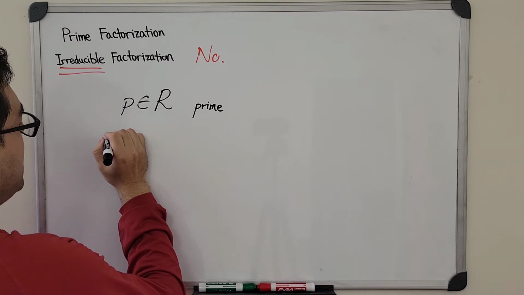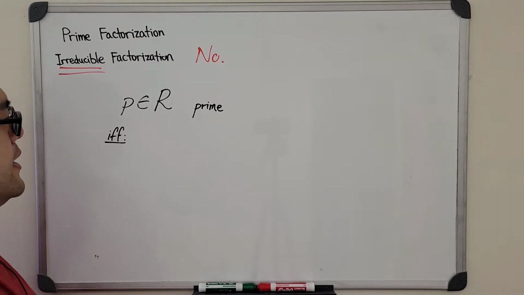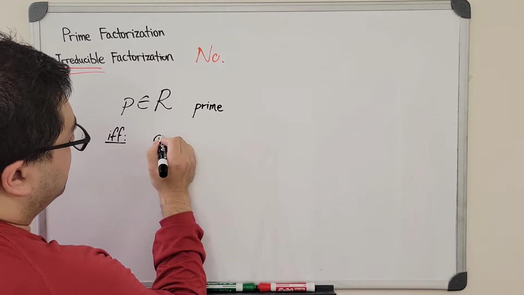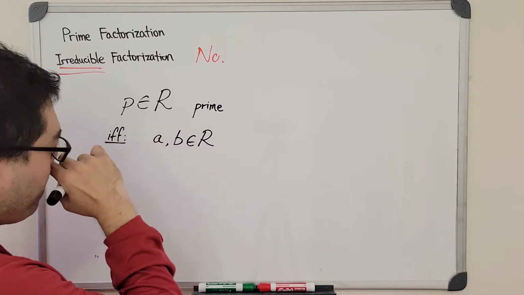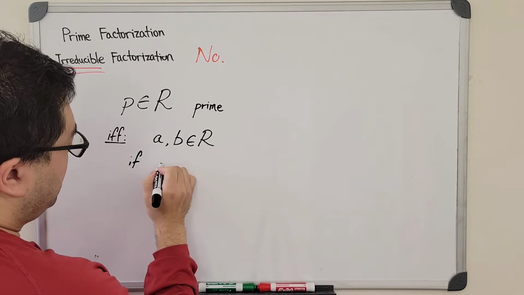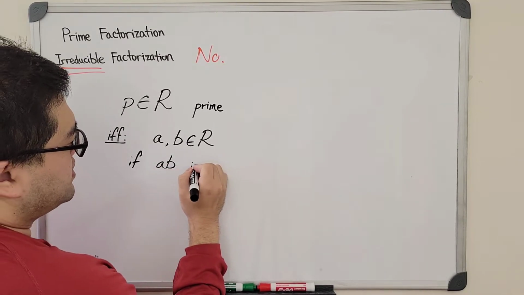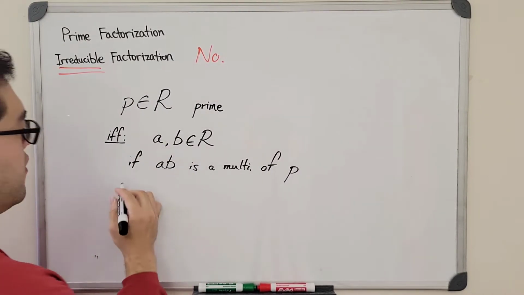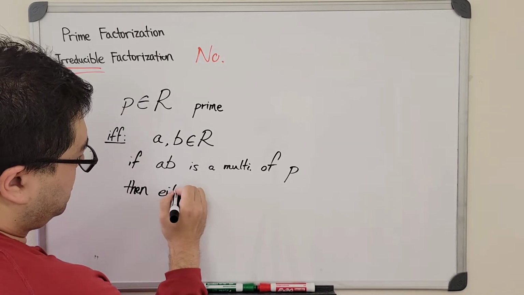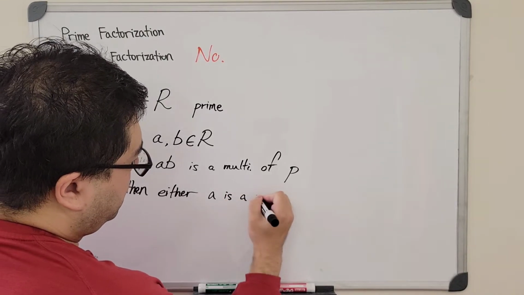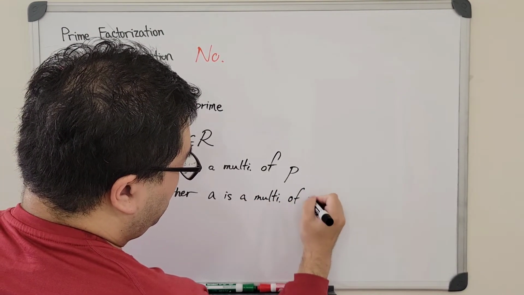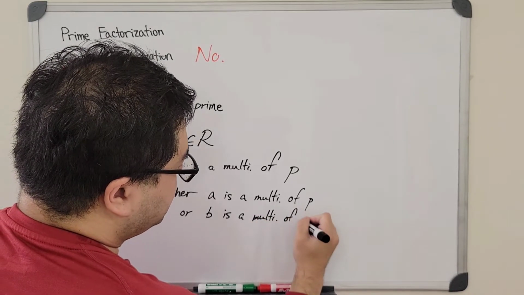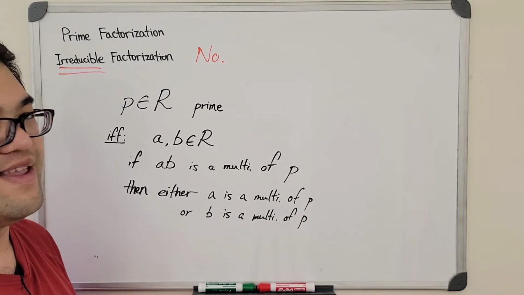It's a prime by definition, meaning if and only if, for any two elements, A and B, in the ring, if the product AB is a multiple of the element P, then either A is a multiple of P, or B has to be a multiple of P. And again, this is very similar to how we usually think of prime numbers for natural numbers.